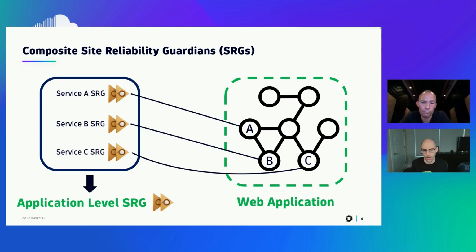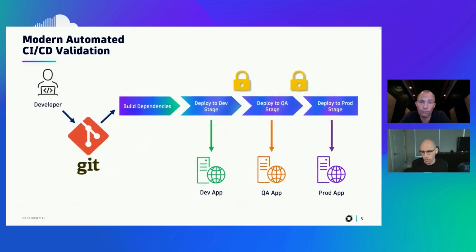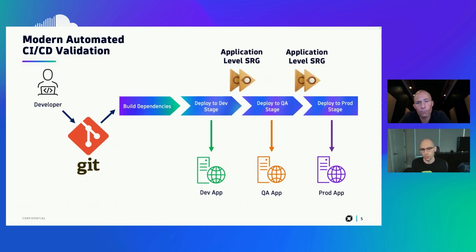Now we have something that represents what's bounded in that green box, something that we can quickly ascertain the health of our service. And taking that one step further, if we revisit our CI/CD pipeline, now we can help developers reduce toil and reduce manual labor by replacing those stage gates with that application level SRG.